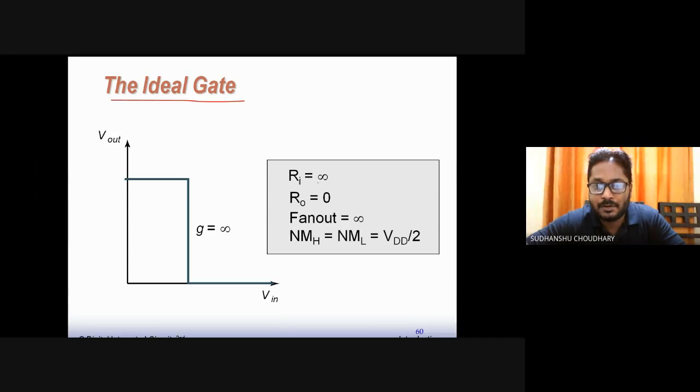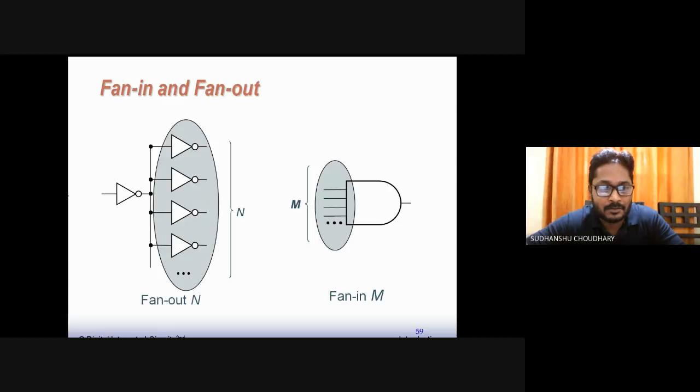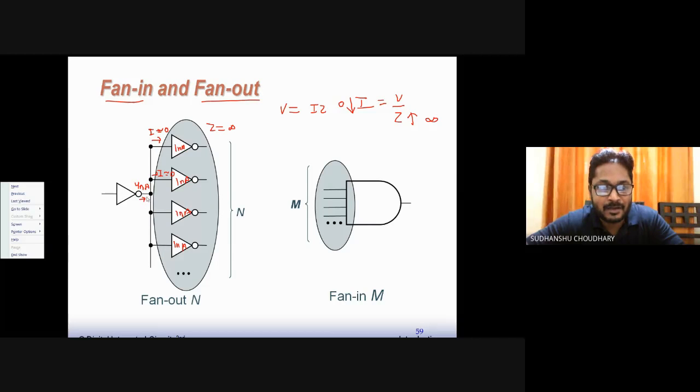Input impedance should always be infinity. If it is infinity, it is the best case. And then the output resistance or output impedance should also be 0. So imagine if my output impedance is 0 here. That is, the output impedance of this gate is 0 here, right?